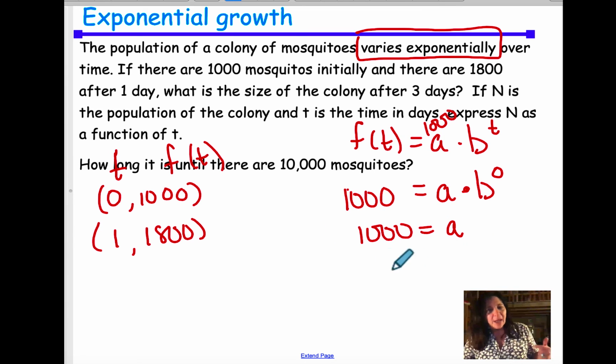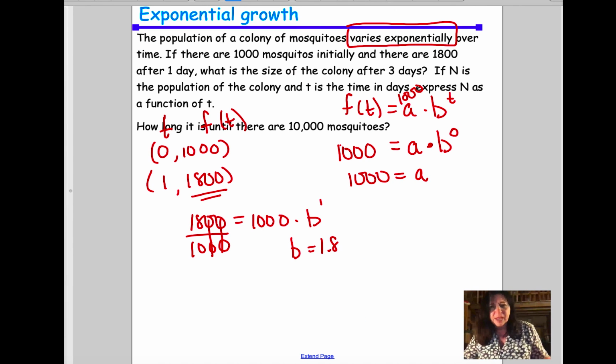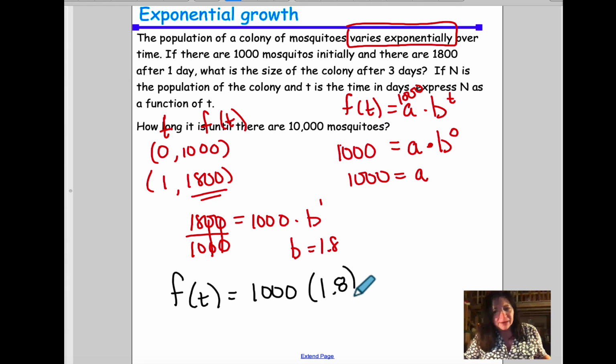Now to find b, I'm going to take my original equation and plug in my second point. This is y here. So I'm going to go 1,800 is equal to a, oh, a is 1,000, times b. We don't know b, but we do know this is b to the 1 power. So I don't have to square root it. I don't have to do any of that, right? I just have to divide both sides by 1,000. And 18 divided by 10 is 1.8. So I know that b is equal to 1.8. And so finally, we know that f of t is equal to a, which is 1,000, times b, which is 1.8, to the t power.